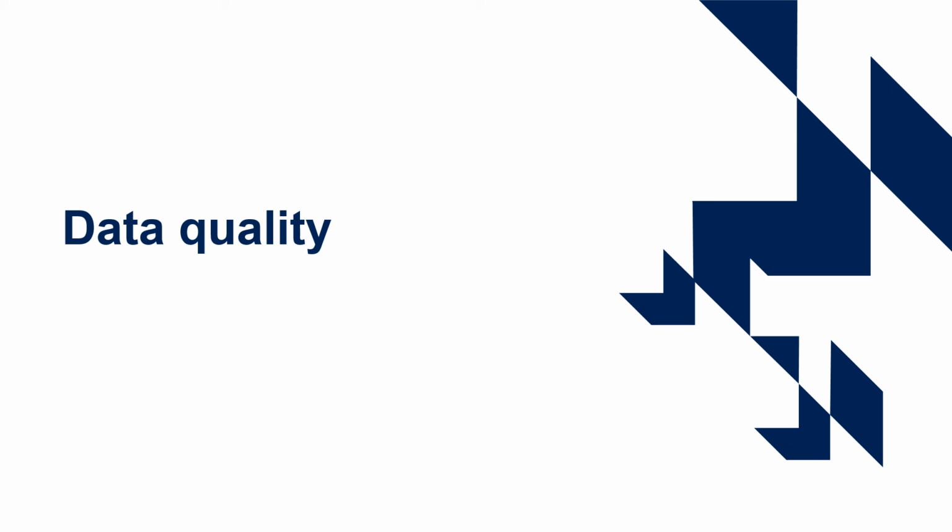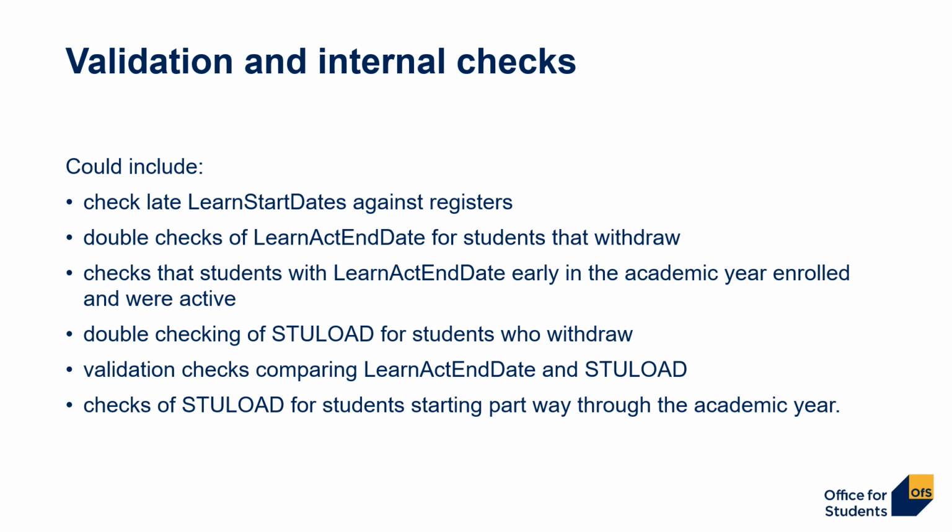So let's have a look at some data quality aspects and how we can improve the quality in these fields. Some validation or internal checks that you could do to ensure yourselves that you've returned the data accurately. So check late learn start dates against registers, just to make sure that those students did actually start later than the rest of their cohort. Do some double checks on the end dates for students that withdraw to make sure that the LearnActEndDate is capturing their last date of engagement, not when the withdrawal was processed.